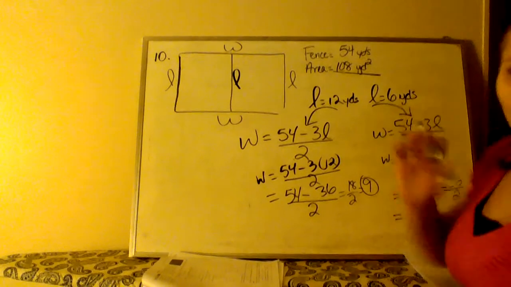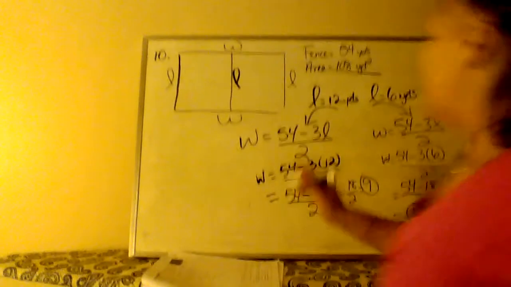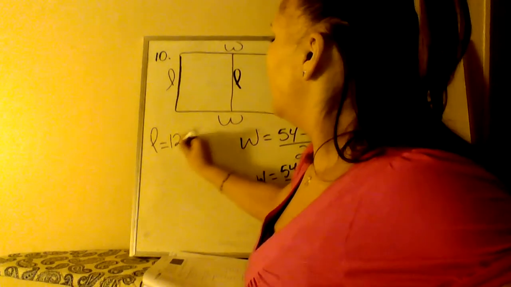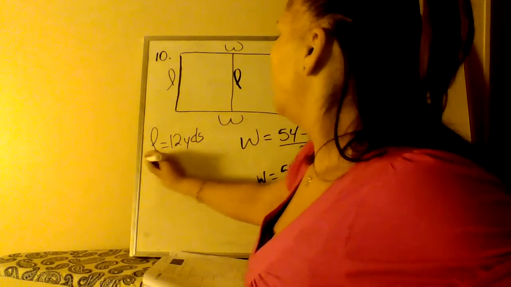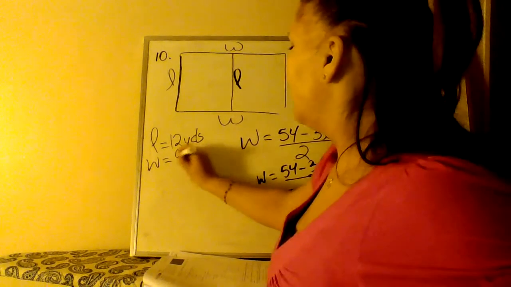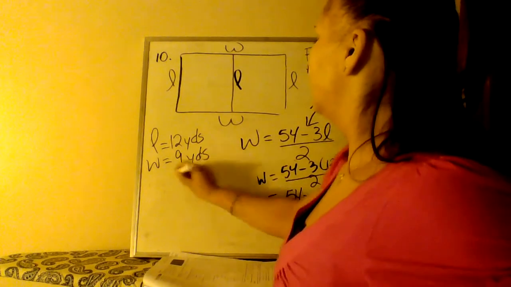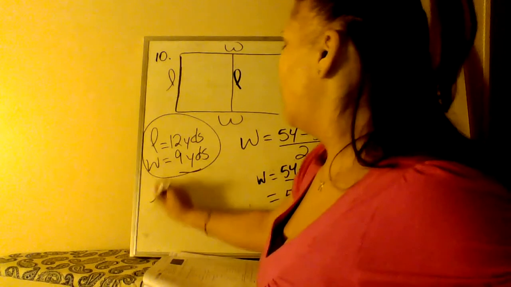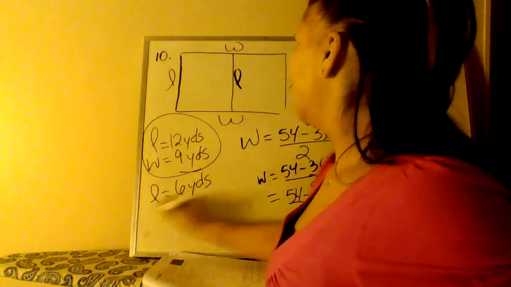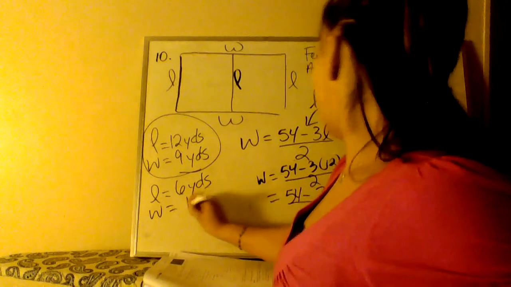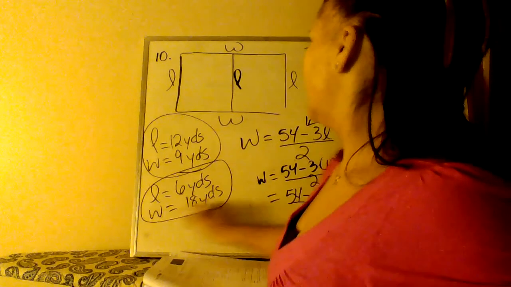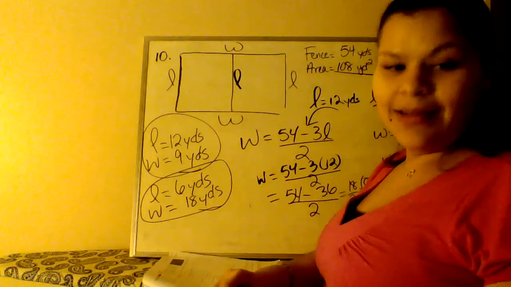So then your final answer would be when the length is 12 yards, your width, right here, when we substitute for 12, your width is 9 yards. And then when the length is 6 yards, your width is 18 yards. So those are the two responses you would get at the end.